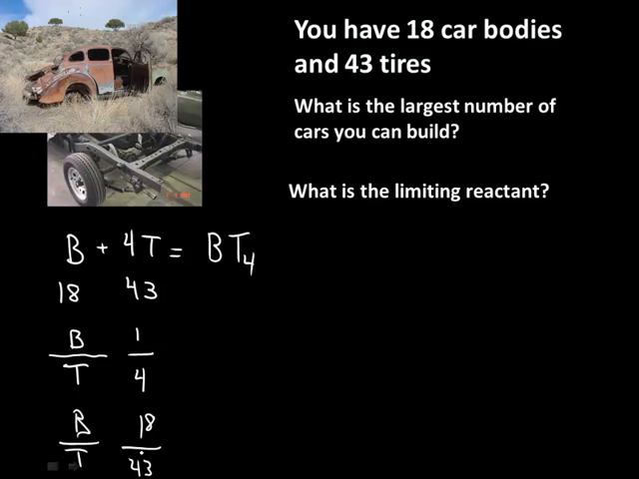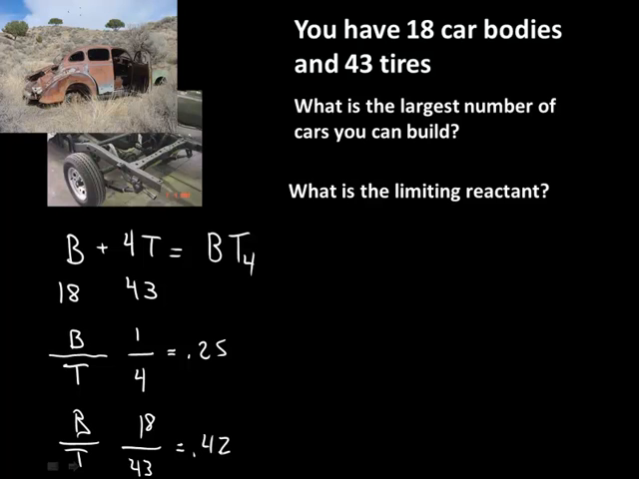So, what is 18 divided by 43? You guys have all your calculators out there, almost. So I get out my calculator, I do 18 divided by 43, and I get a ratio of, instead of up here, where I had a ratio of 0.25, down here, I have a ratio of 0.42. So what that really tells me is that I have a lot more car bodies than I need.